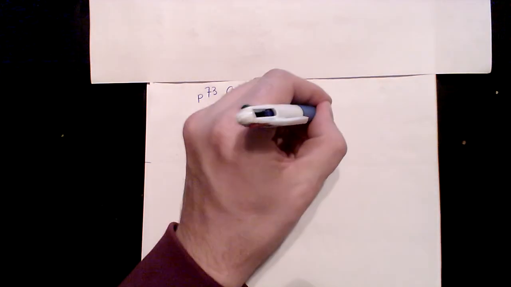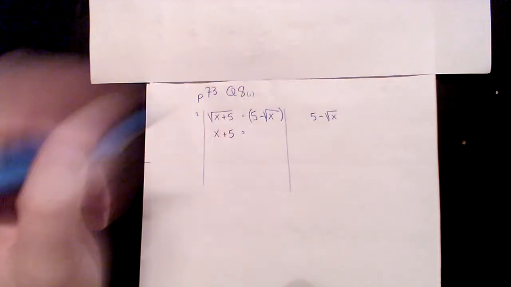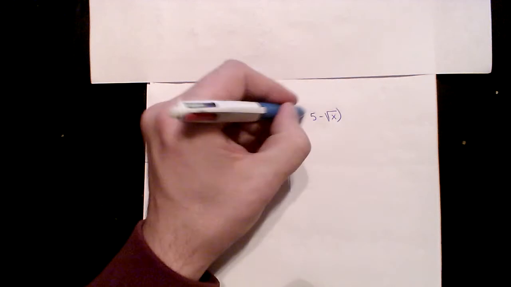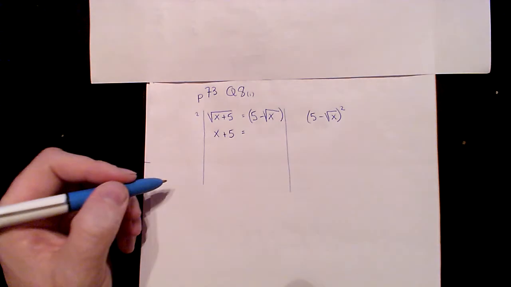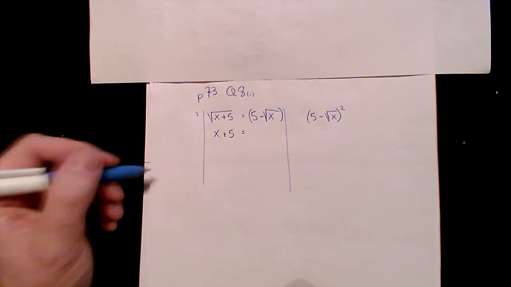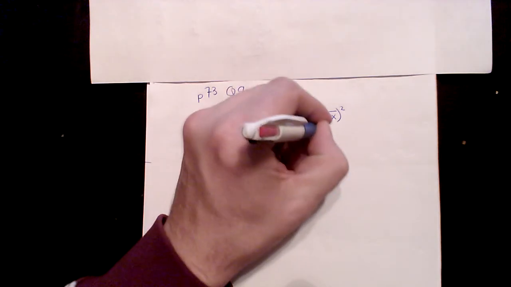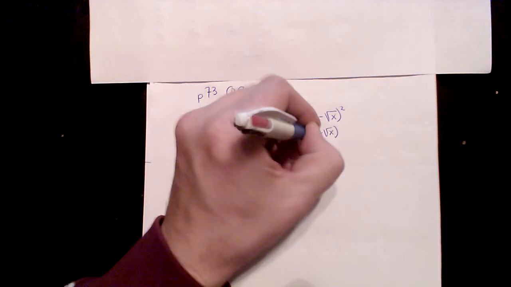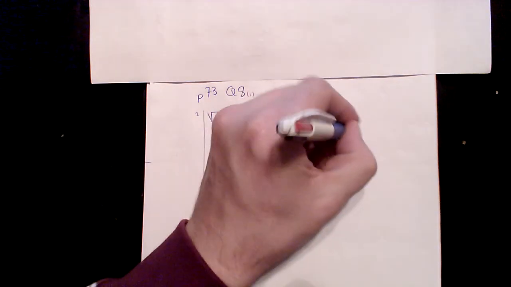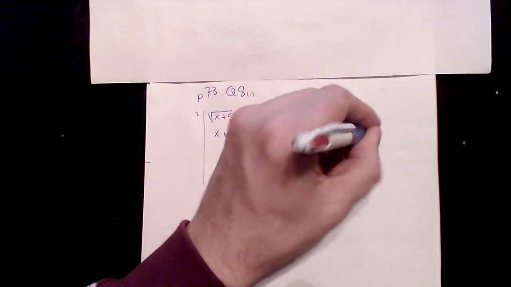5 minus root x, squared. Yeah? Well, that's the same as 5 minus root x multiplied by 5 minus root x.